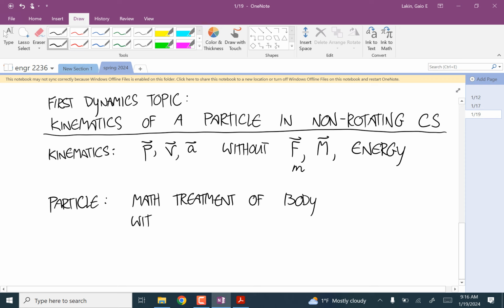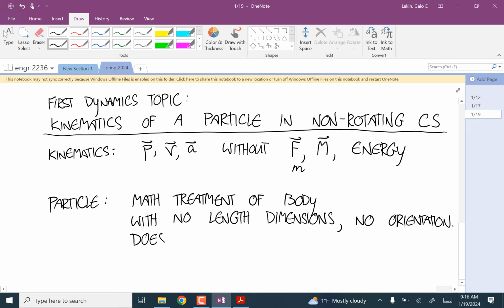With no length dimensions or orientation. So, if you have no length dimensions, you can't tell what part of an object is its head and what part is its feet, and it's just a point. So you can't tell which way it's facing. It does have mass, though.